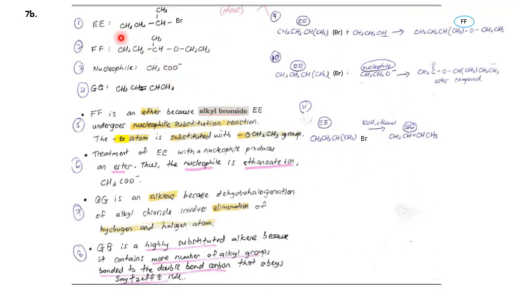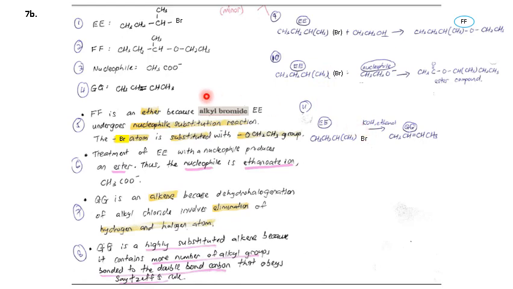So this is the way to analyze the question. We check that this is the structure for EE, the alkyl bromide, FF, the nucleophile, ethanoate, and the alkene GG. We have to write the equation for the formation in each reaction. The alkyl bromide reacts with ethanol to form FF, the alkyl bromide reacts with the nucleophile to form the ester compound, and the alkyl bromide undergoes dehydrohalogenation, an elimination reaction, to form the alkene GG. If we check here, there are only 7 points. So how about the other 3 marks?